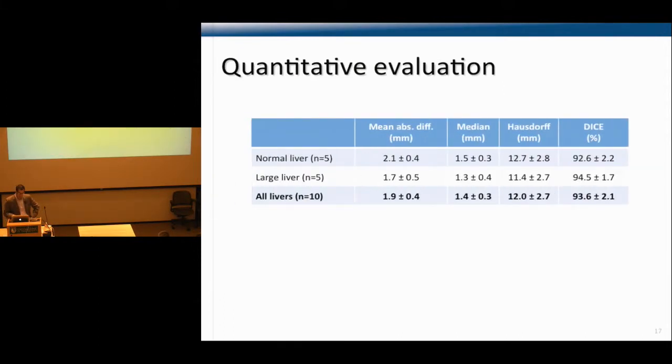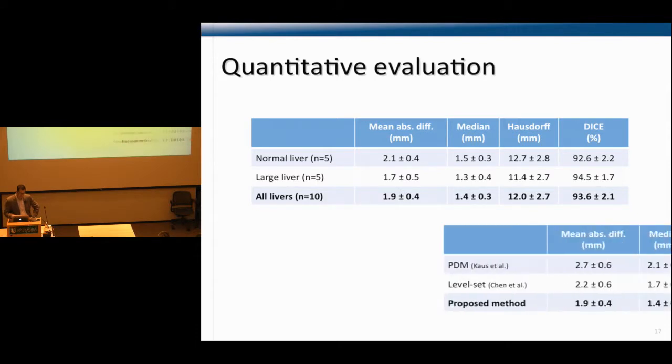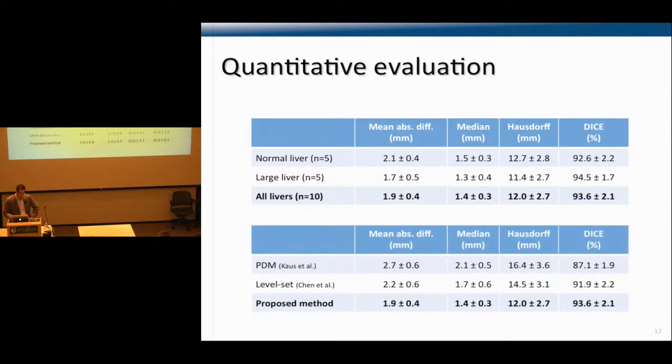If you look at the different numbers and compare fatty livers and normal livers, it actually gives slightly better yet non-significant differences between large livers and low-margin livers. The mean difference is 1.9 millimeters, and it fares fairly well compared to state-of-the-art methods, for example point-distributed models or level set approaches.